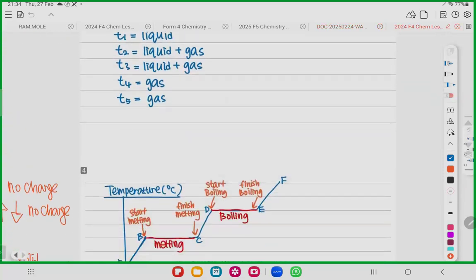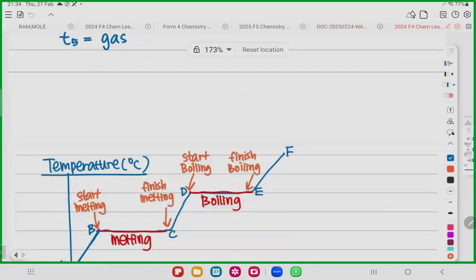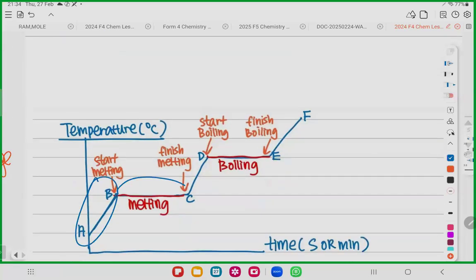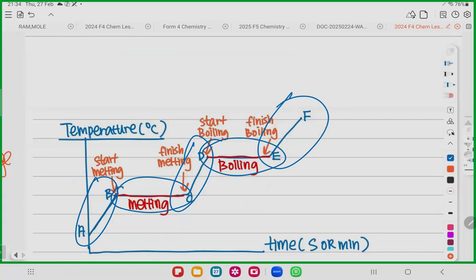The last part that we need to learn for heating curve is we must be able to explain what happened at here, here, here, here, and here. What happened in process AB? What really happened in the processes BC, CD, DE, and EF? This is the last thing that we need to know for today's lesson.